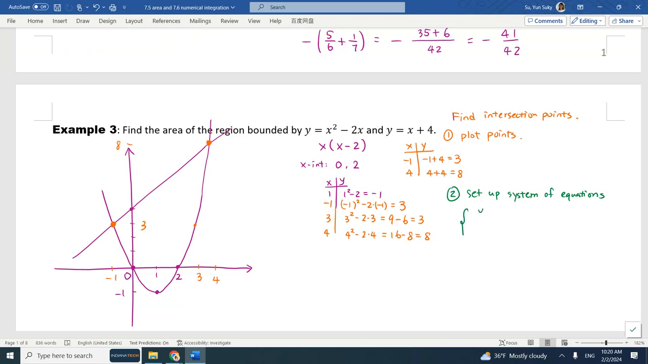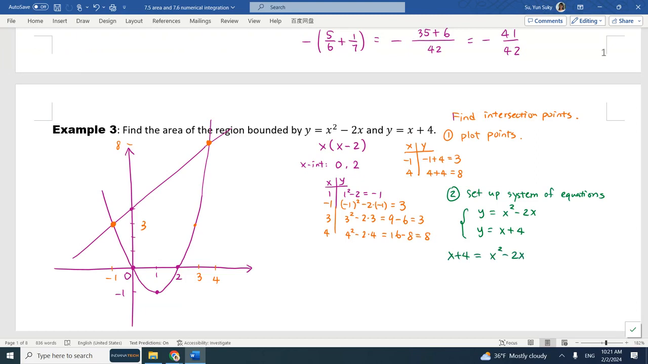Okay, so you have the two equations, y equals x squared minus 2x, and y equals x plus 4. You learn how to solve systems of linear equations. You have substitution and elimination methods, right? So in this case, this is a nonlinear system. We use substitution. So you see your y is x plus 4, and put it in the first equation. You get x plus 4 equals x squared minus 2x.